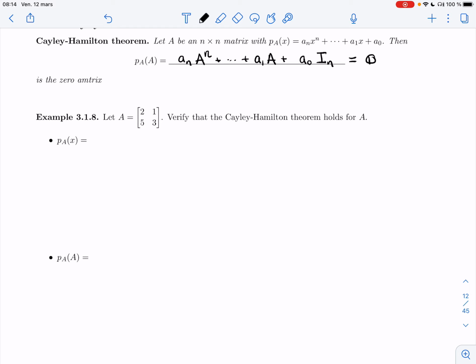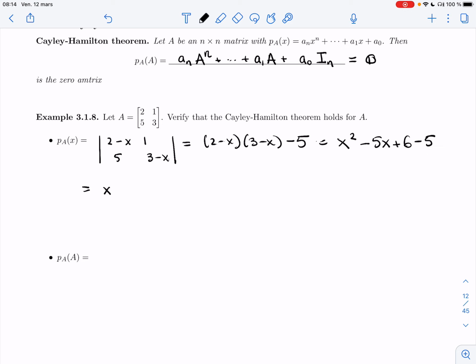All right, so for the characteristic polynomial, I'm going to take the determinant of 2 minus x, 1, 5, 3 minus x. So that's 2 minus x times 3 minus x, minus 5. And so it's x squared minus 5x plus 6 minus 5. And so I get x squared minus 5x plus 1.